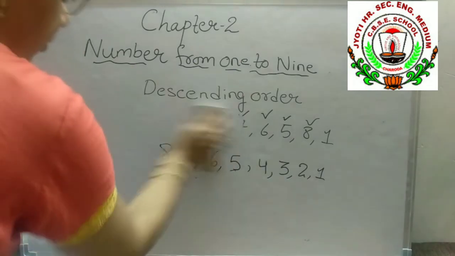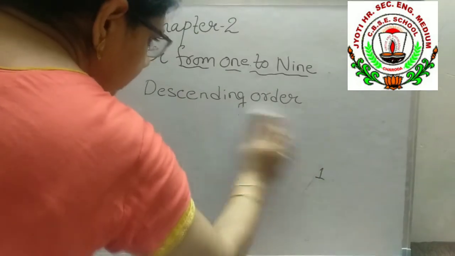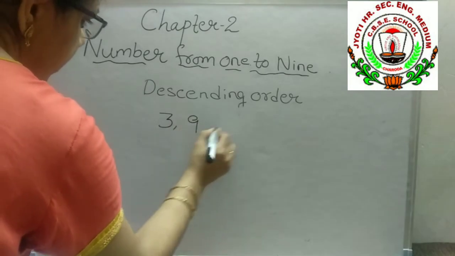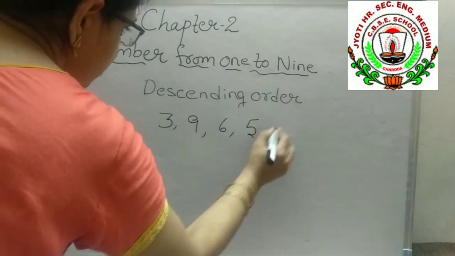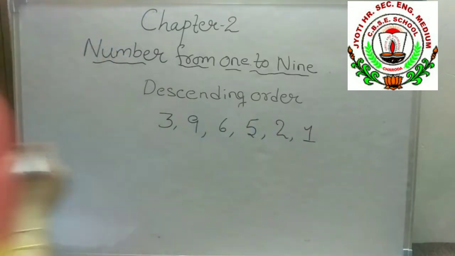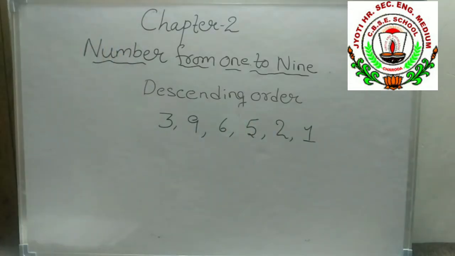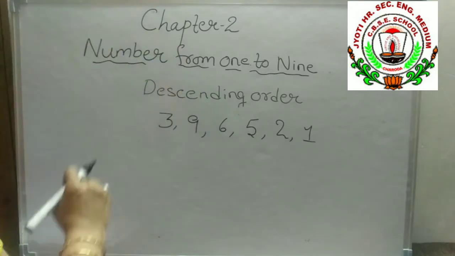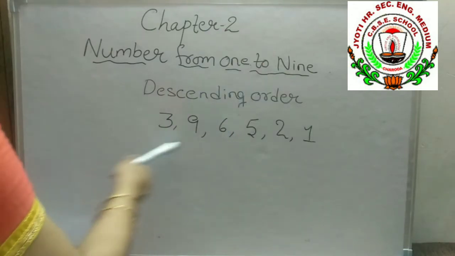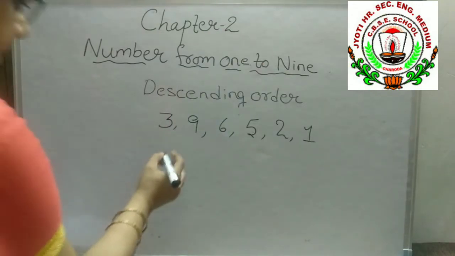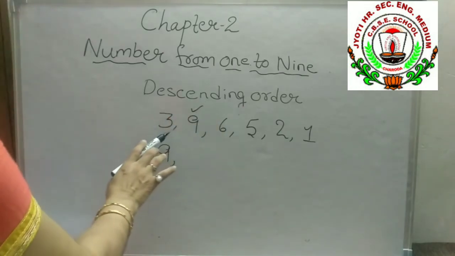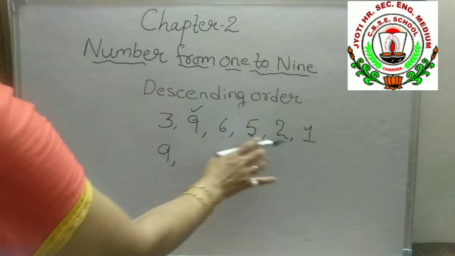We will take one more example, students, for explaining this. Suppose I have taken 3, 9, 6, 5, 2, 1. I have taken only 6 numbers. So we have to arrange these numbers in descending order, meaning from bigger to smaller. In these numbers, which is the bigger number? It is 9. So we will write 9 here. After 9, the remaining numbers are 3, 6, 5, 2, 1.